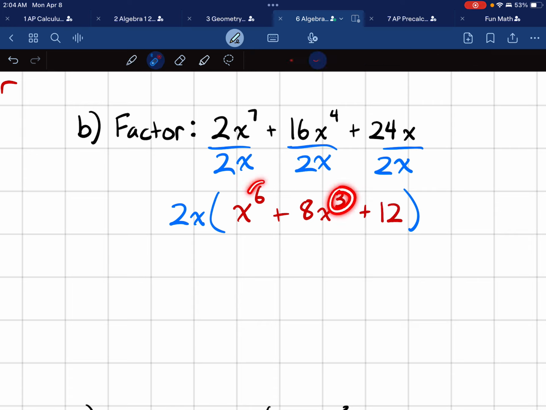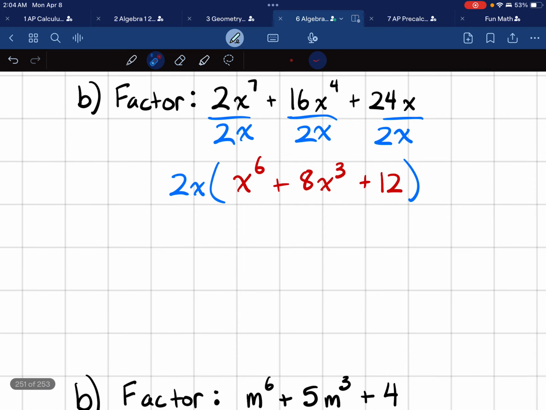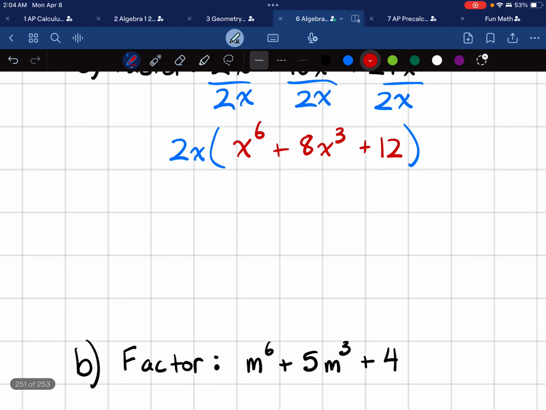You'll notice this power is now half that power, which means we can use our ninja star. So let's leave the 2x factored out. We can say 2x is still right there.